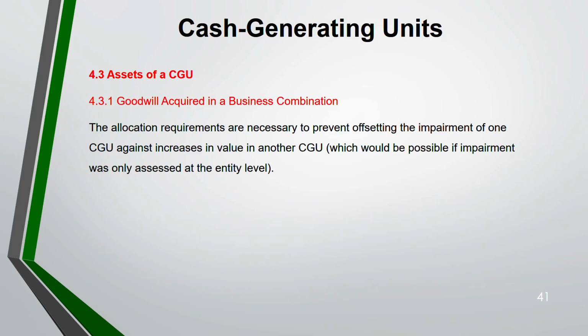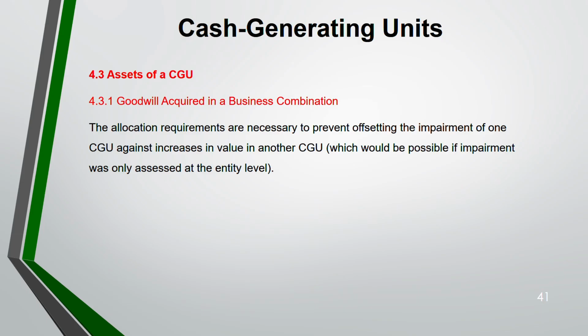Now, these allocation requirements are necessary so that they prevent you from offsetting the impairment of one CGU against the increase in value in another CGU. You might be having more than one CGU, for example, more than one group of assets. You can't offset the impairment loss of one CGU against the increase in value of another CGU. That you can't do.